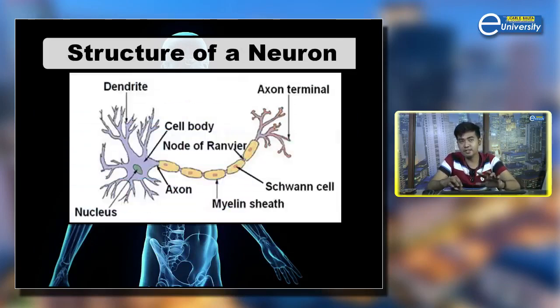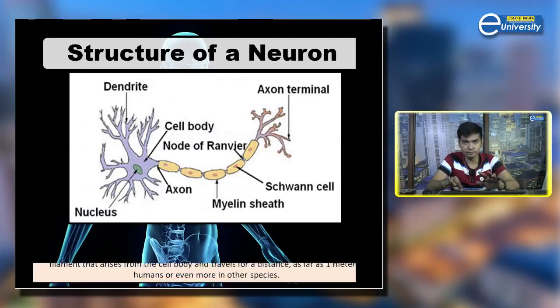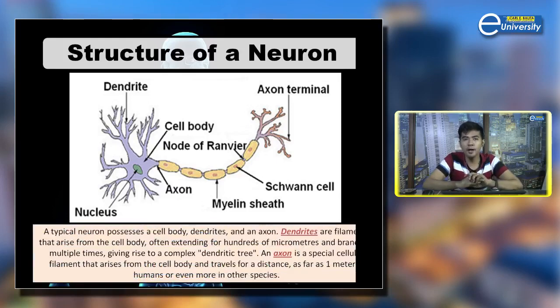So let's start with the structure of the neuron. A typical neuron possesses a cell body, dendrites, and an axon. Dendrites are the filaments that arise from the cell body, often extending for hundreds of microfilaments and branching multiple times, giving rise to a complex dendritic tree. While the axon is a specialized cellular filament that arises from the cell body and travels for a distance as far as 1 meter in humans and even more in other species.